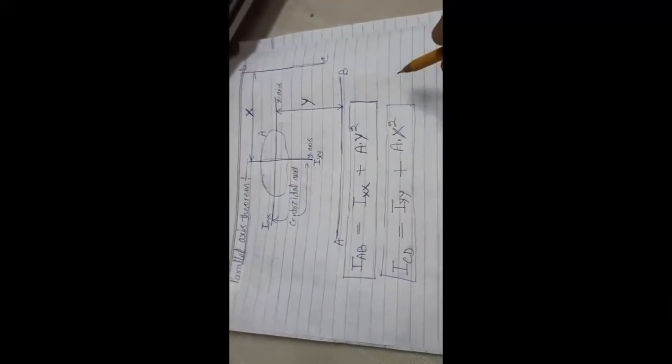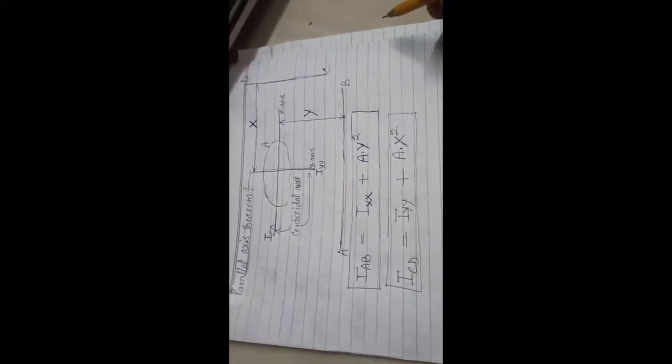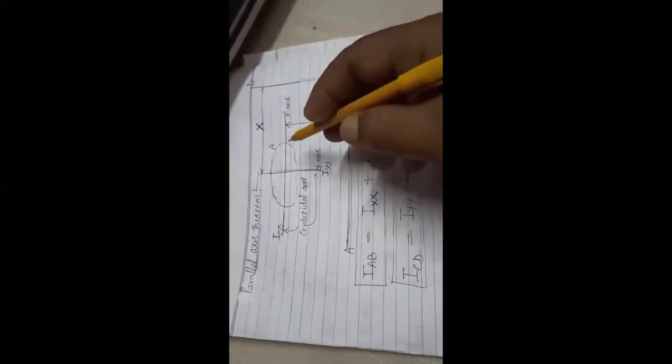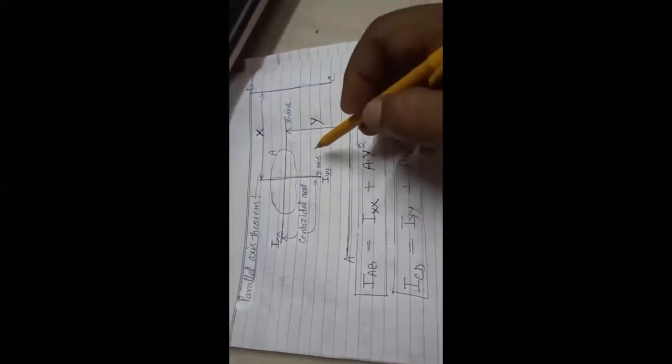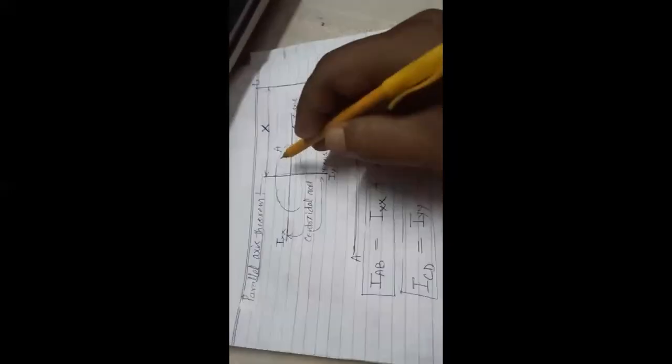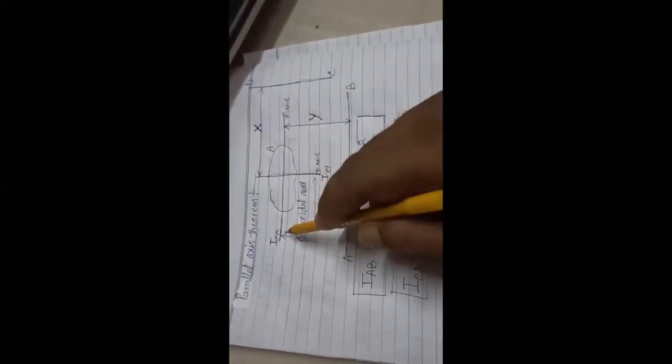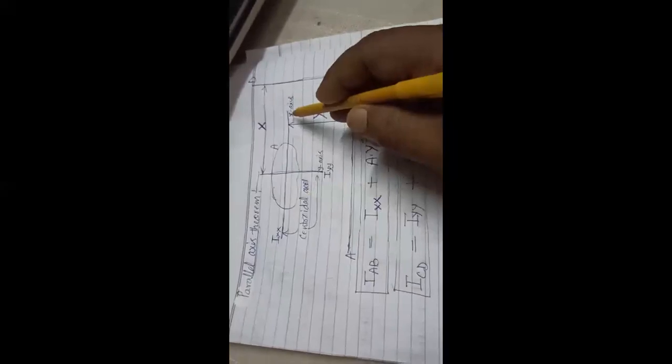So from these formulas or these relations, we can transfer the moment of inertia about any centroidal axis to a parallel line to the centroidal axis only. So this moment of inertia can be transferred to a parallel line to the centroidal axis along x-axis, and from this we can transfer the moment of inertia about this CD line, which is parallel to the centroidal axis along y-axis.